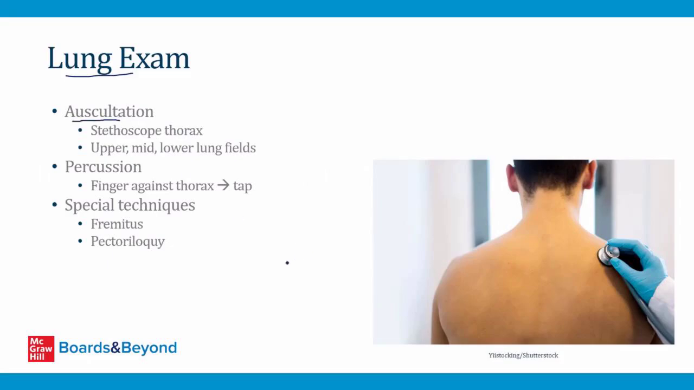That involves placing the stethoscope on the thorax, like shown here, and listening to air movement through the lungs. We'll talk about percussion, which involves putting a finger against the thorax and tapping with your finger. And then we'll talk about some special techniques like fremitus and pectoriloquy.